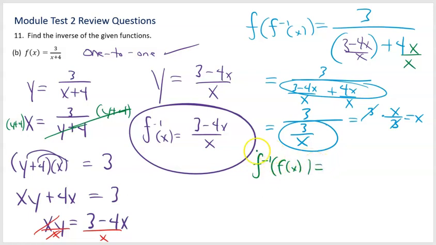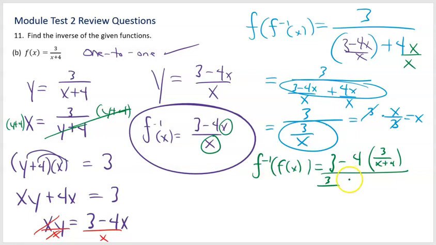Okay, so the f inverse is on the outside. For each one of these x's right here, I'm going to replace it with my original function, which is 3 over x plus 4. This is going to give me 3 minus 4 times 3 over x plus 4. And in the denominator, I have 3 over x plus 4. Do you see that? Both of these x's, I'm replacing with my original function.